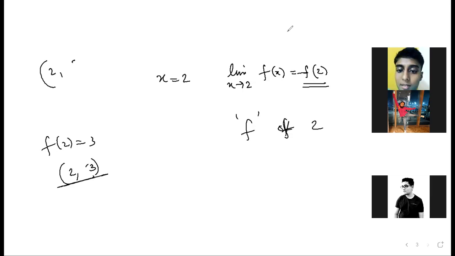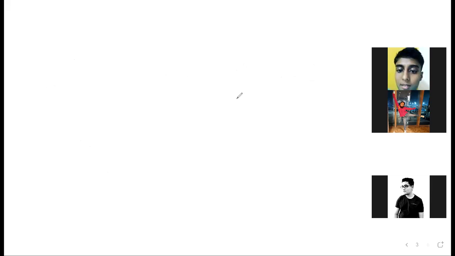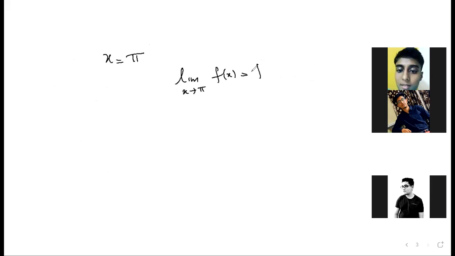Okay. Anybody has not learned the definition? Tariq, when does a function become continuous at x equal to pi? Limit x extending to pi, f of x is equal to f of pi. Excellent. I believe that everybody learned the definition. Now we are going to start.